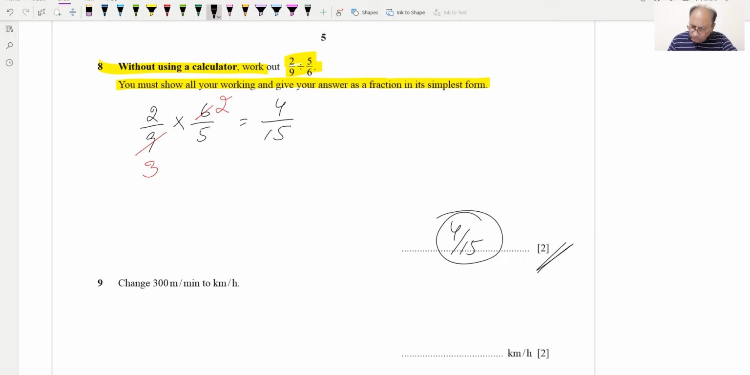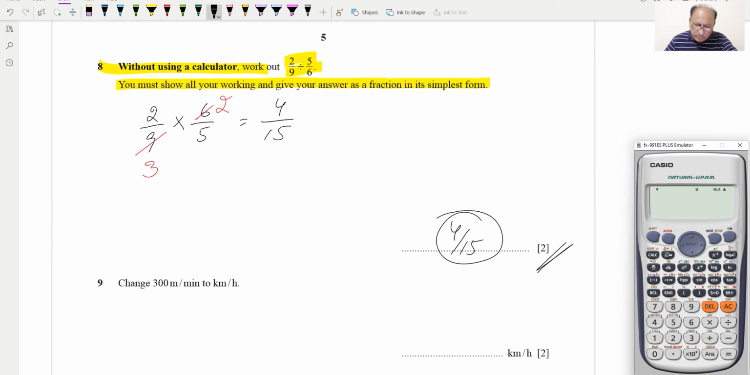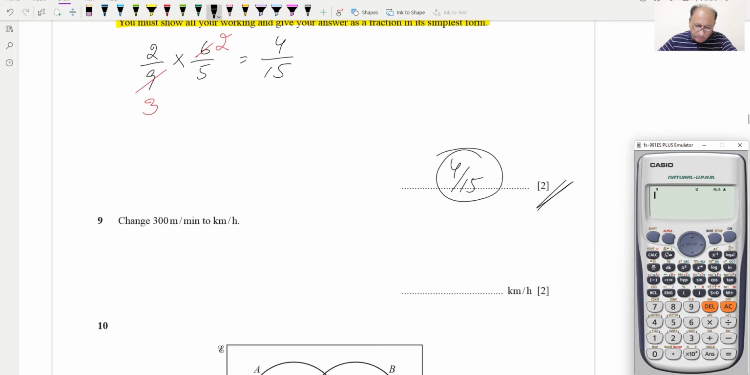After solving, you can check whether your answer is correct or not. For that, you can use a calculator to double check whether whatever you have done is correct, because in the exam you will not have the liberty to check the answer. So this is how you can double check your answer 4/15. So in the examination hall, you will be sure that whatever you have done is correct.